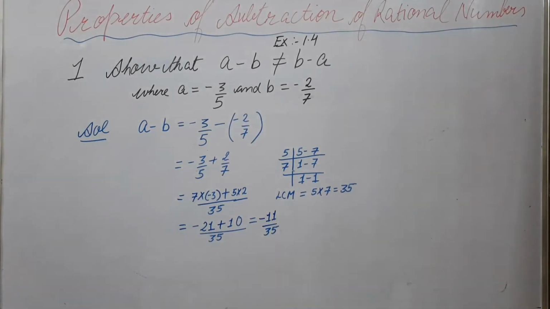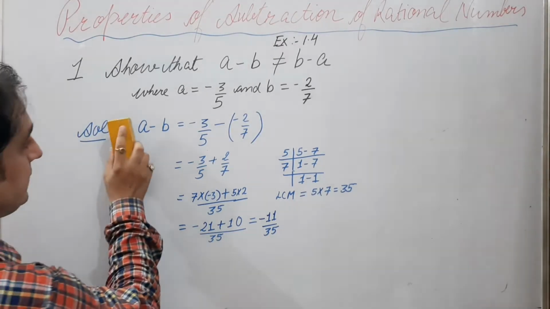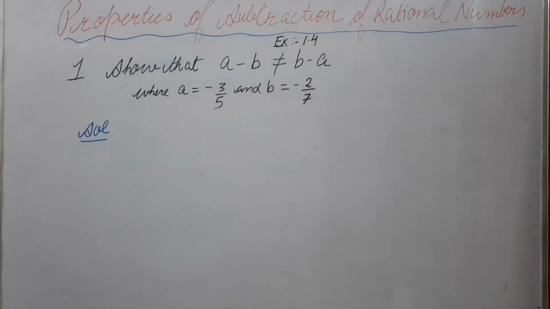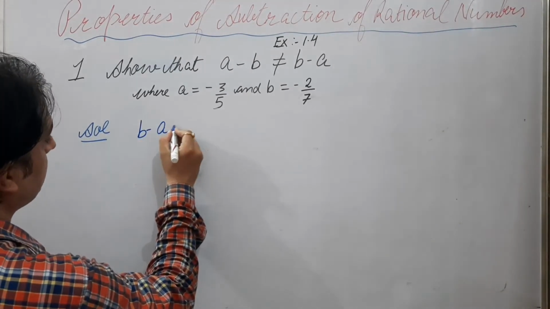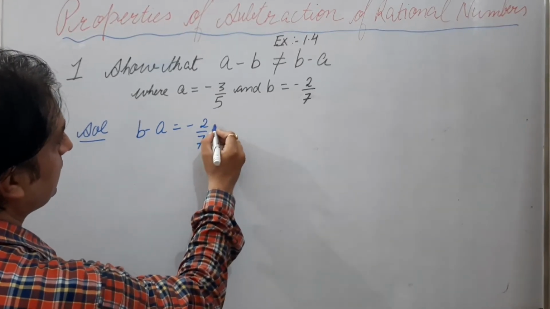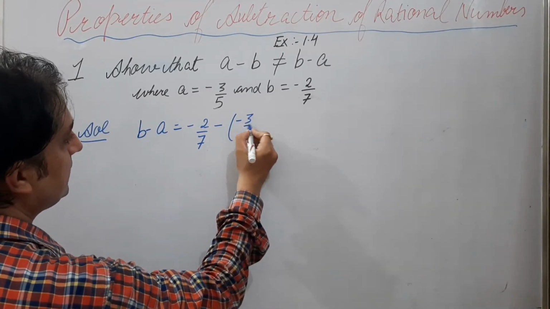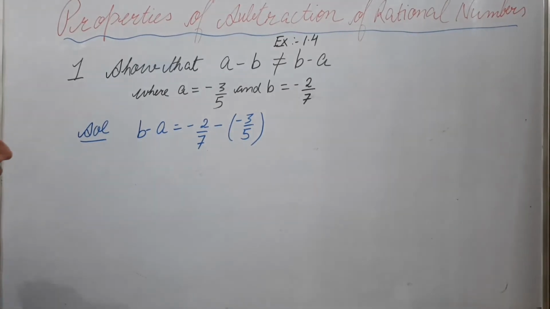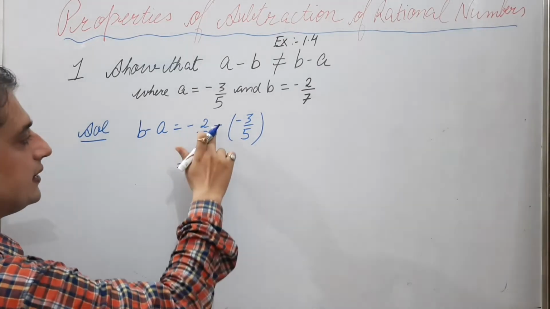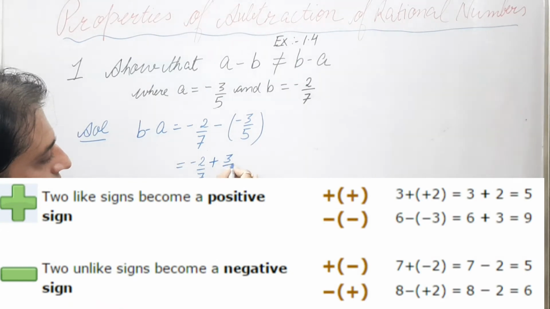Now we'll find b minus a. So write b minus a is equal to, first write b, that is minus 2 upon 7, the subtraction as it is, and the second rational number, that is a rational number, minus 3 upon 5. Solve it. Minus 2 upon 7, firstly solve the bracket. So outside bracket again minus, inside bracket again minus. So minus minus plus. So it will become 3 upon 5.